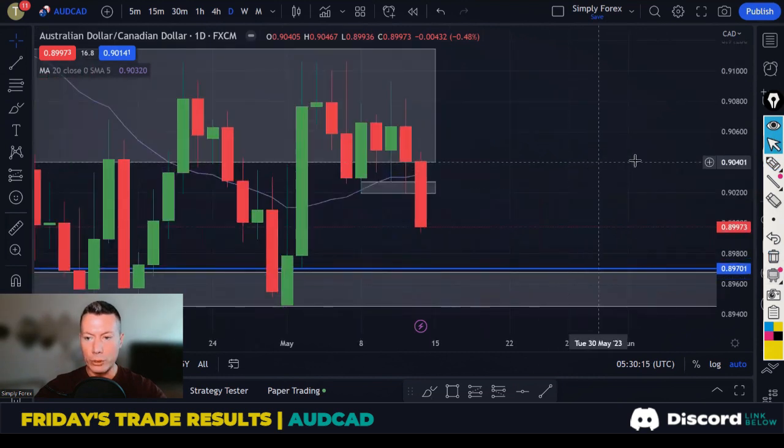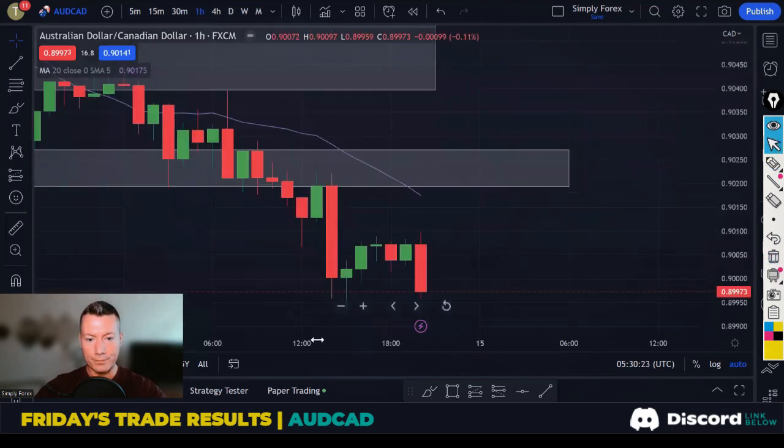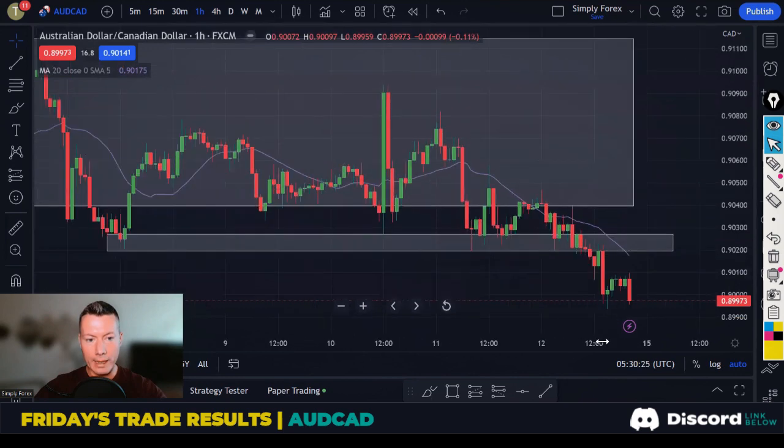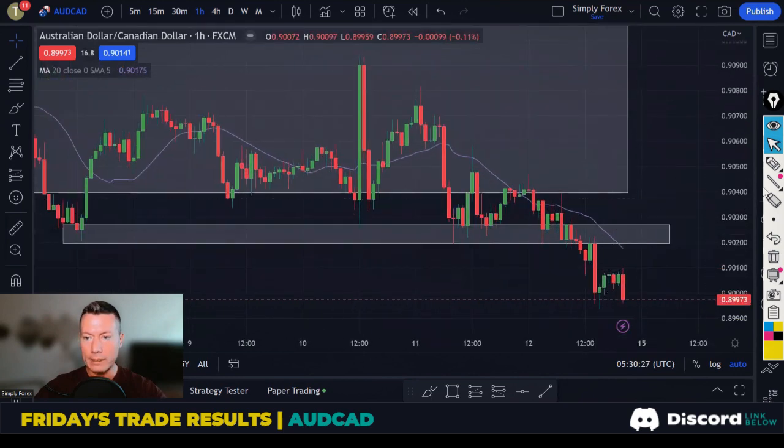If we zoom in, you can see we got a break of this level. Okay, if we drop down to the H1 chart now, I'll show you the candle I entered on. So this grey zone through here, this is what we wanted to see. We wanted to see these lows through here break because it kept holding, it kept bouncing off.